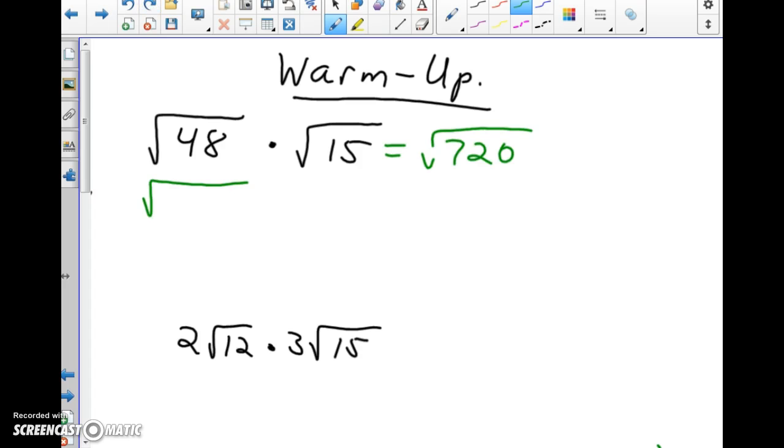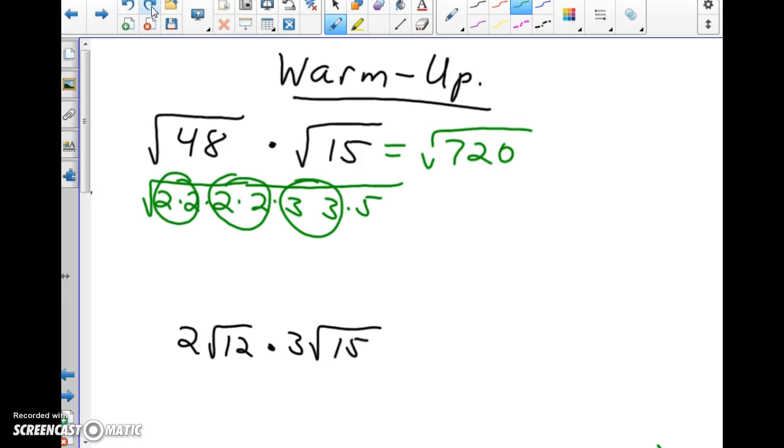Now here's the thing. What you can do is break them up individually instead, as opposed to multiplying them all together, like this. After you do that, you circle your pairs. You circle a pair of 2s, you circle another pair of 2s, and you circle a pair of 3s. That means I'm going to take out one 2, a second 2, and a 3. So you got a 2 and a 3 outside of the square root.